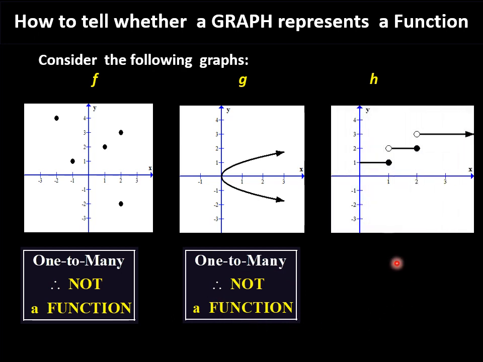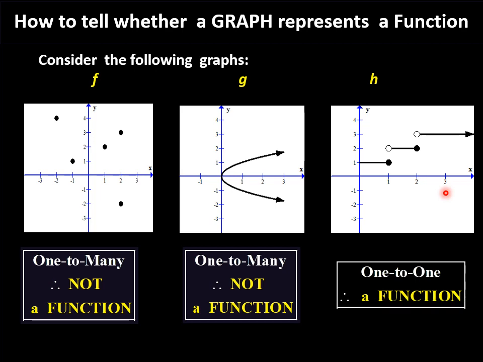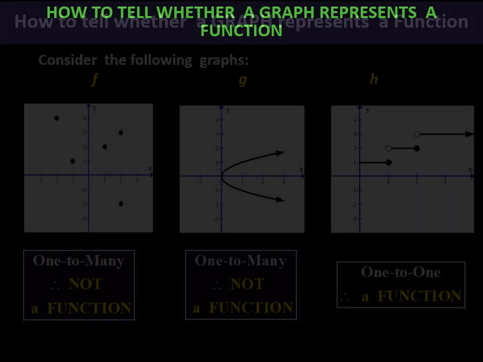Let's look at this one. Let's say if I have 1, then the output is 1, right? Only 1. If I have 2, the output is 2. You see, this here indicates that that value is excluded. And for any value between 1 and 2, I always get one output. Any value between 2 and 3, too, so this also represents a function. So this is a one-to-one.